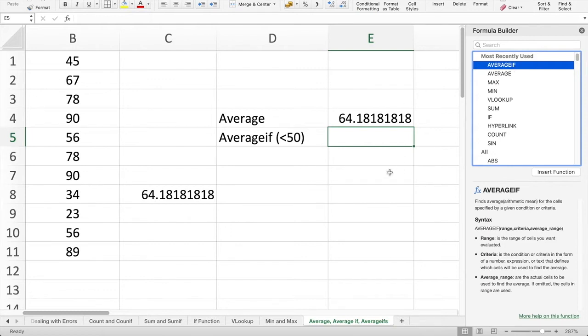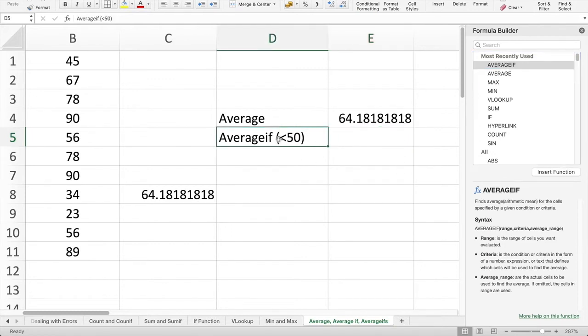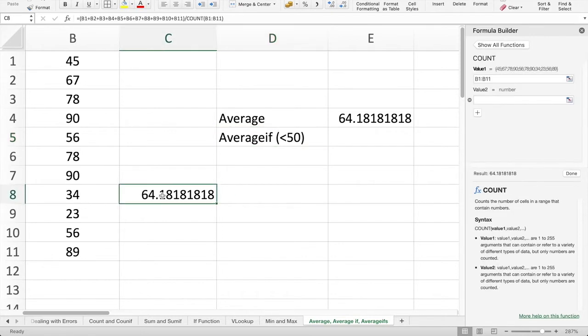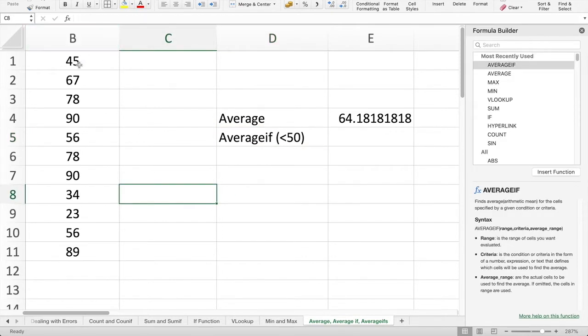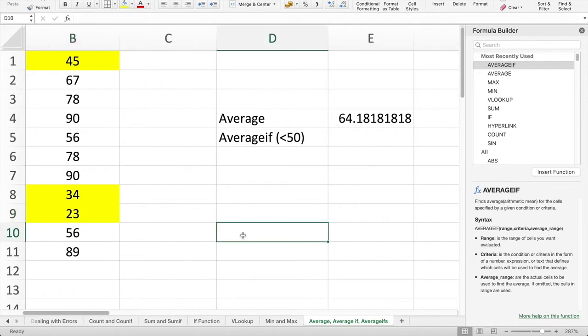As you can see here, AVERAGEIF less than 50. Let's delete this first. We must average all the numbers of the data set that are less than 50. So what are the numbers less than 50? Let's highlight them. Here we have 45. Yes, it is less than 50, so highlight. Next, 56, no, not included. 34, so let's highlight this. And 23, let's highlight. So by manually solving using the AVERAGE function, let's average these three numbers.